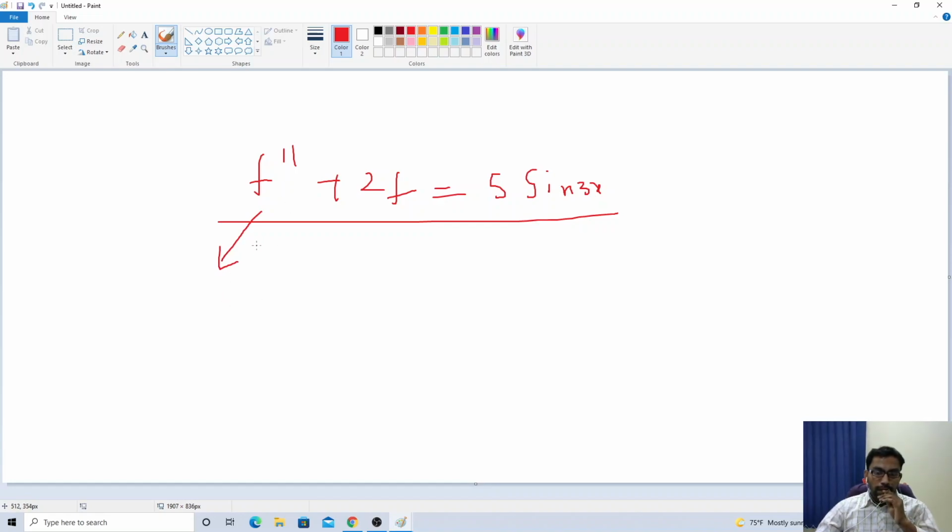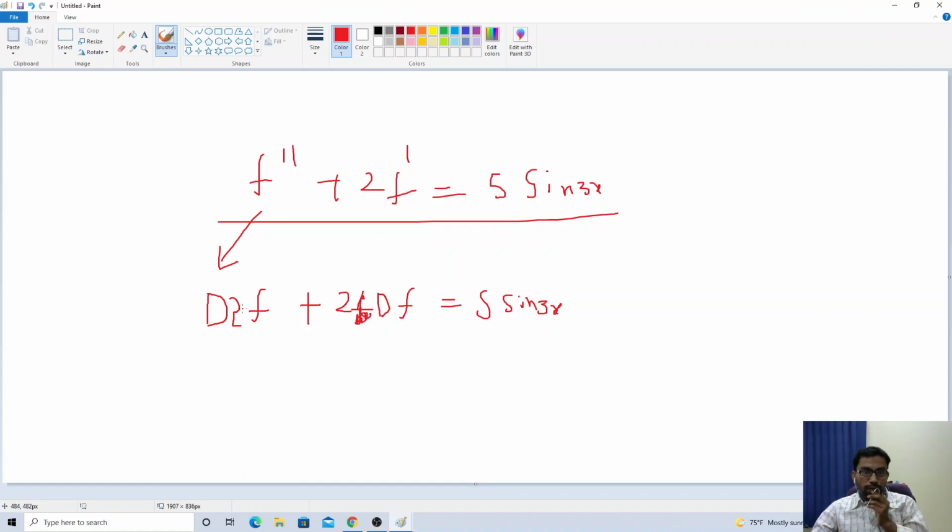What is the syntax? The syntax is simple. Let us say this is f double dash x. You are giving a differential equation, so you have to write D. D stands for differential. Which differential is it? Second order differential, so you have to give D2. D2f plus 2 times f, and 2f dash we give as 2Df, equals 5 times sine 3x. So this way we should give. When you are giving a differential, you should write D followed by a number. The number indicates whether it is a first order, second order, or third order differential, and so on.